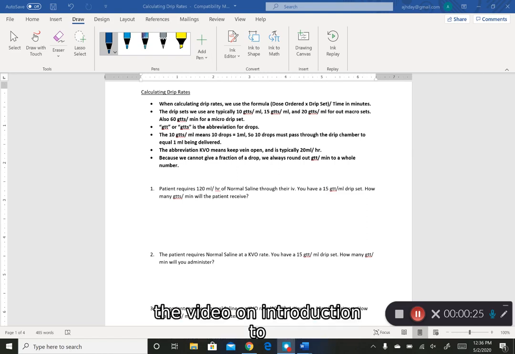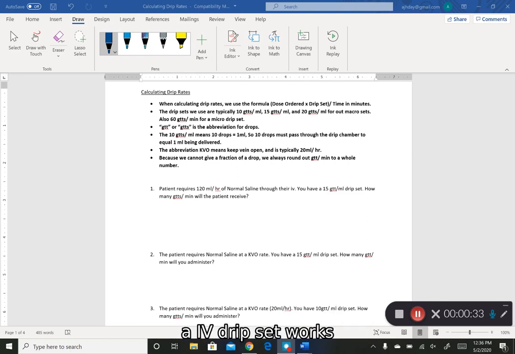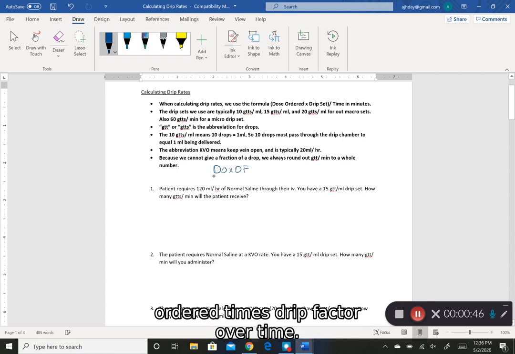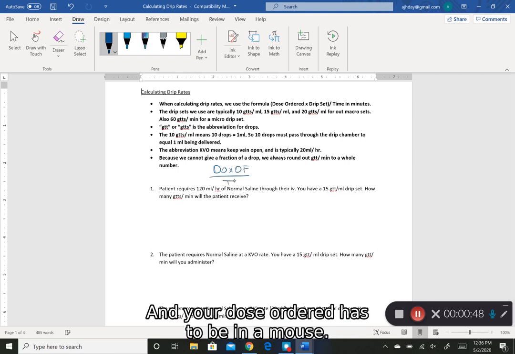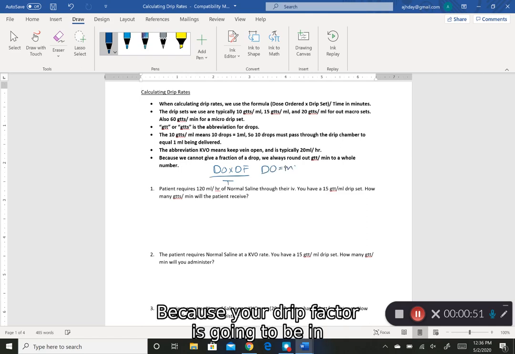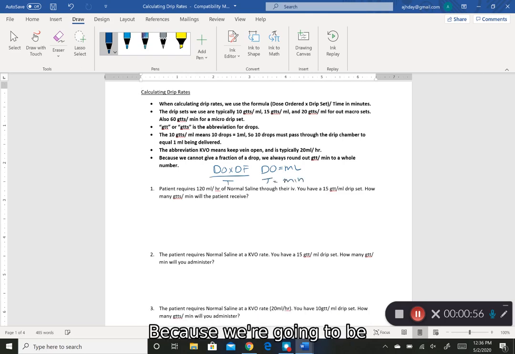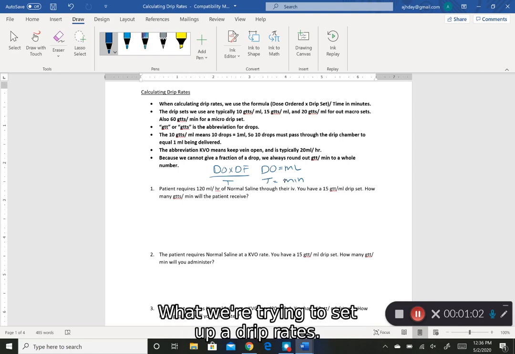So make sure you watch the video on introduction to infusion sets or IV drip sets, so you understand how an IV drip set works before you tackle this formula. So I put some things up here. The formula, of course, we're going to use is dose ordered times drip factor over time. Your dose ordered has to be in mLs because your drip factor is going to be in mLs, and your time has to be in minutes because we're going to be counting drips per minute, not drips per hour when we're trying to set up our drip rates.